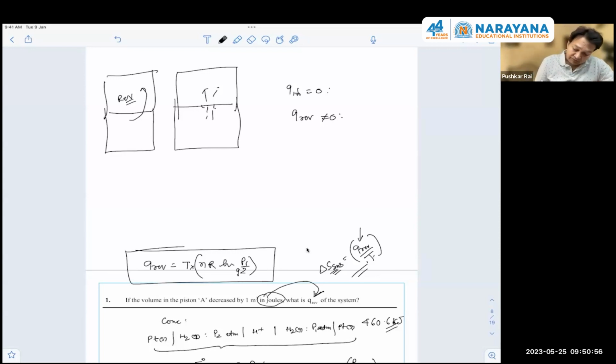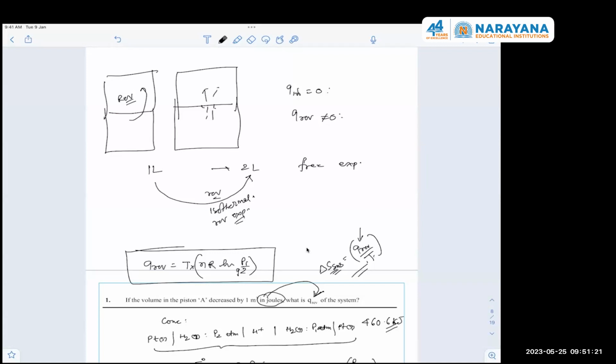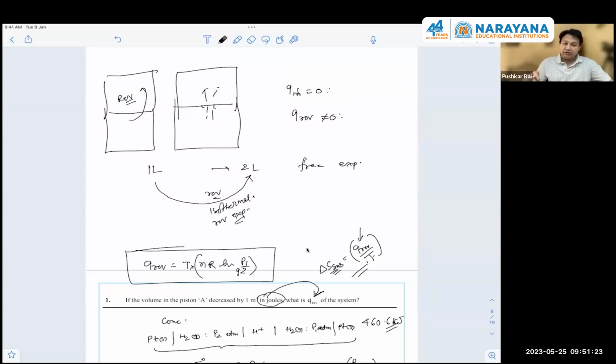You have gone from 1 liter to 2 liter by free expansion. Can you go there by a reversible path? Yes, why not? Do it like an isothermal reversible expansion. Can you do it? Yes, sir. So when you carry out a reversible isothermal process, whatever heat is involved, we will call it Q reversible. That is it.